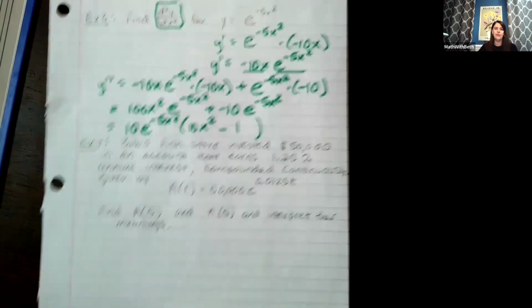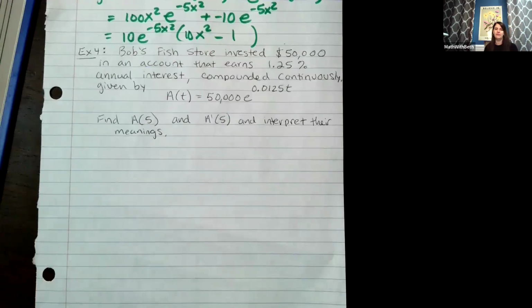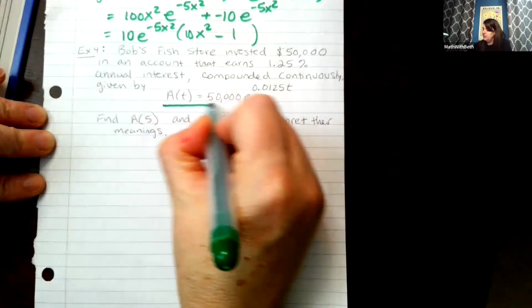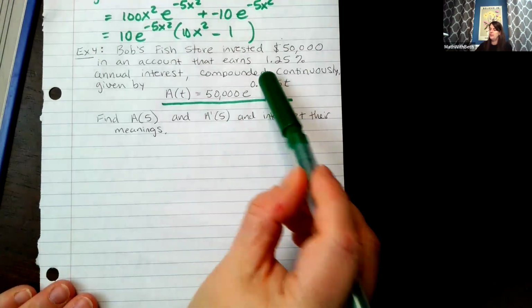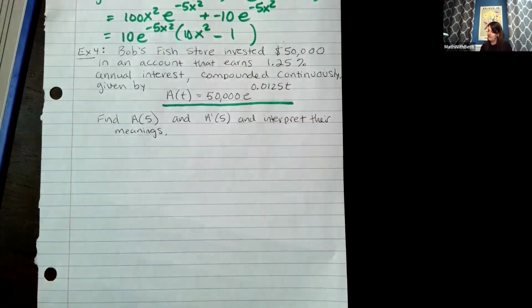Okay, and then finally a word problem involving all of this. If Bob's Fish Store invested $50,000 in an account that earns 1.25% annual interest compounded continuously, you should be able to plug the numbers in yourself, but in this case they gave it to us, because continuous compounding interest is P times e raised to the rt. So you should have known how to put this in here anyway, but they gave it to us.